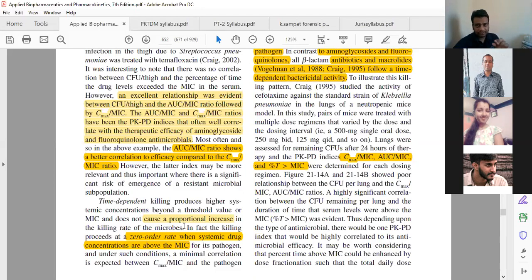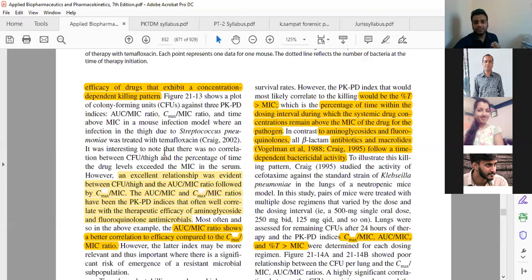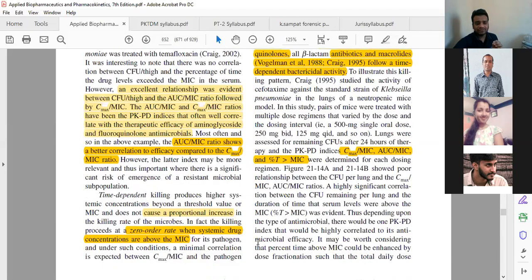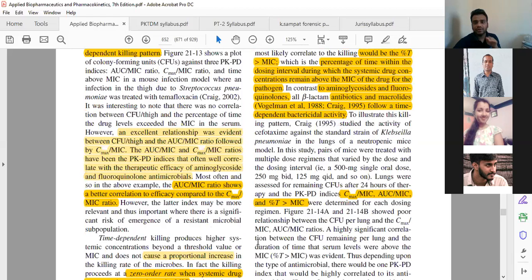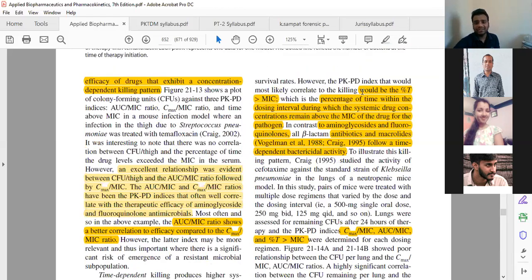This is what happens when you give the infusion at a proper rate. That is called zero order rate, isn't it? If you remember zero order reaction and first order reaction from your last year of pharmacokinetics, one example of zero order is giving IV infusion. So by giving this infusion, it kills the organism at a zero order rate, that means over a prolonged period of time. This is how we represent percent T greater than MIC, which is the percentage of time within the dosing interval during which the systemic drug concentration remains above the MIC for the drug and pathogen.